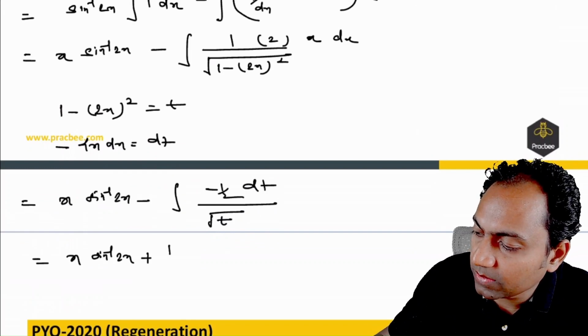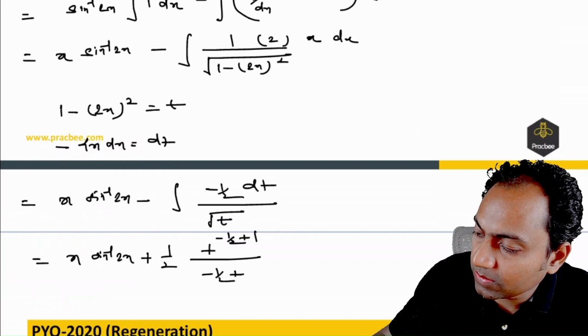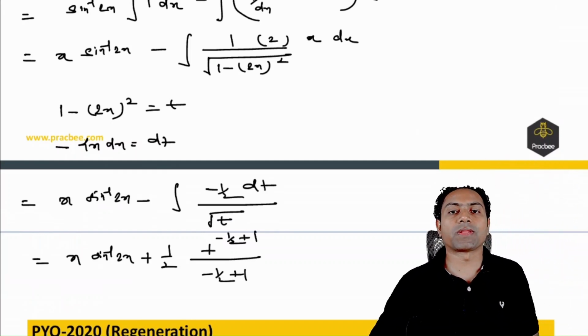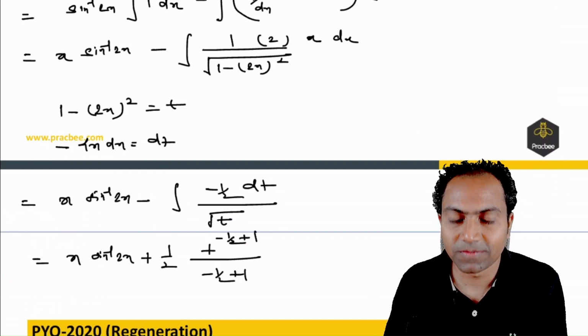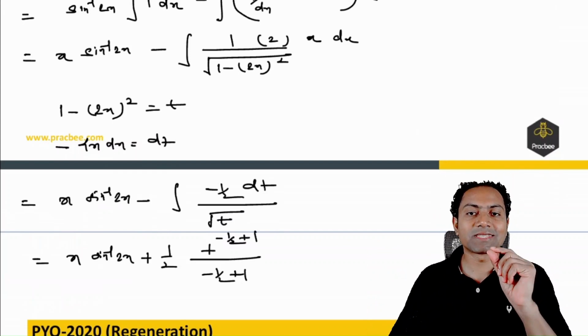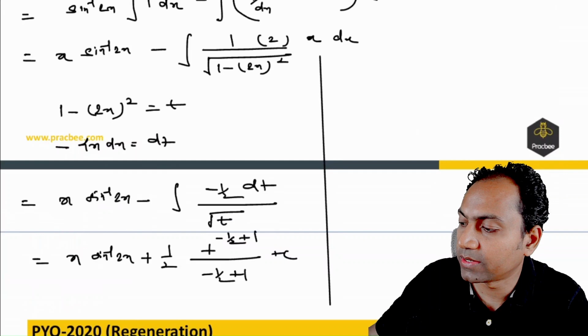This becomes nothing but 1 by 2. Integration becomes t raised to the power minus 1 by 2 plus 1 by minus 1 by 2 plus 1. See, it is not a bad idea to write the formulas that you are using in the bracket below what you are writing, because this will help you get that extra step marking. So now you can see that we have almost got our answer. In one step, we will be able to write it down.